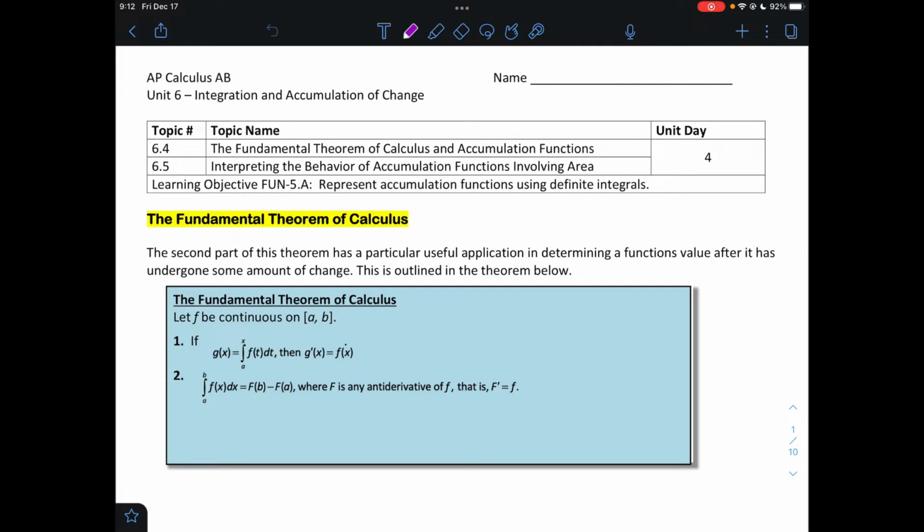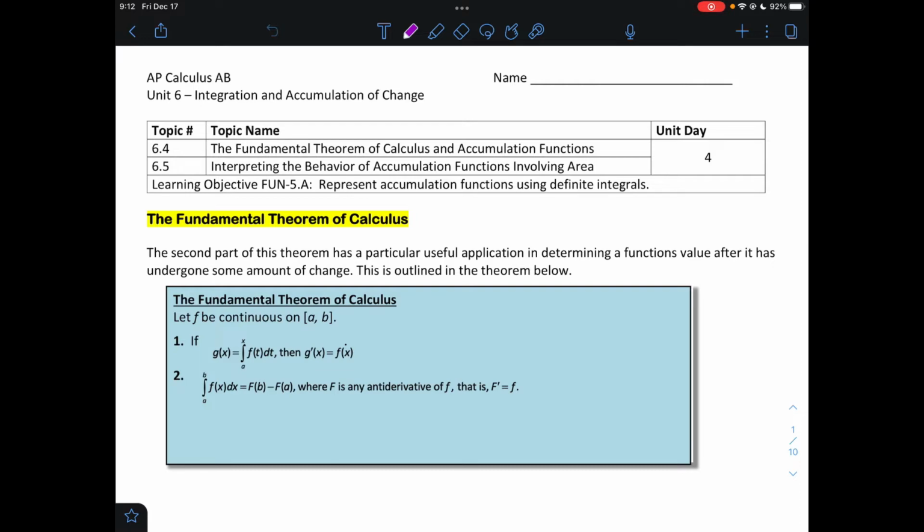In this video, we're going to take a look at an introduction to the fundamental theorem of calculus, which sounds pretty important because it is, and accumulation functions. And then we're also going to interpret the behavior of accumulation functions that involve area. We haven't yet learned how to actually take antiderivatives by hand, so we're not going to be able to do that fully today, but we're going to do a little introduction, and we're still going to use what we learned in previous videos to find area under a curve by using geometry or by using a calculator.